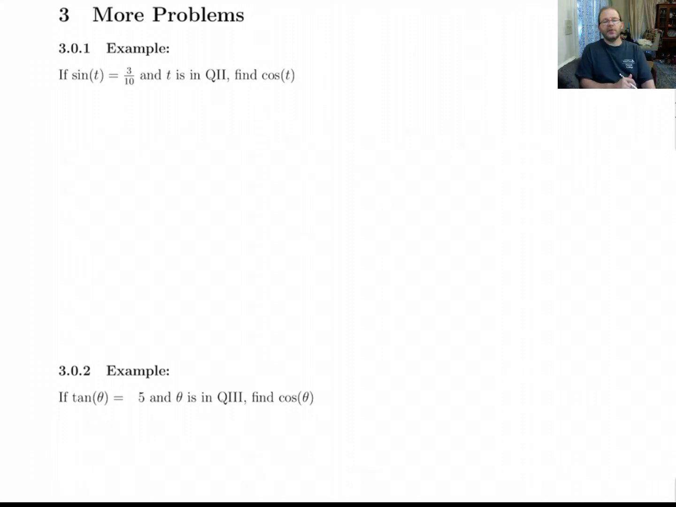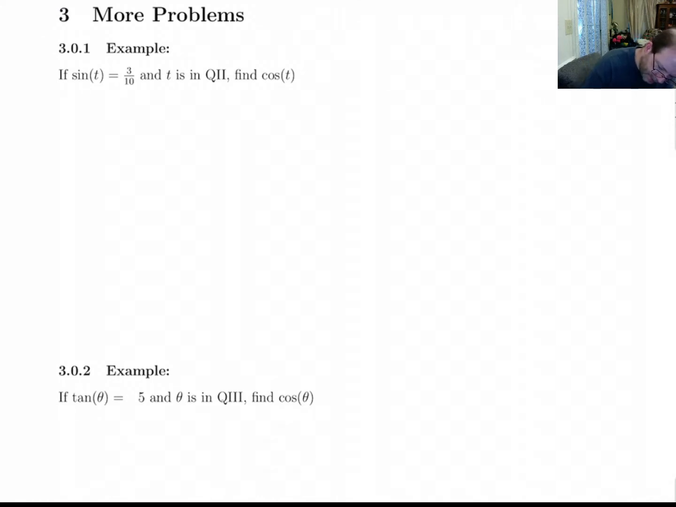Okay, this is the last video for this section, and we're going to look at a couple of different kinds of problems that we can do using trig functions. So this first problem says if sine t is 3 over 10 and t is in quadrant 2, find cosine of t.